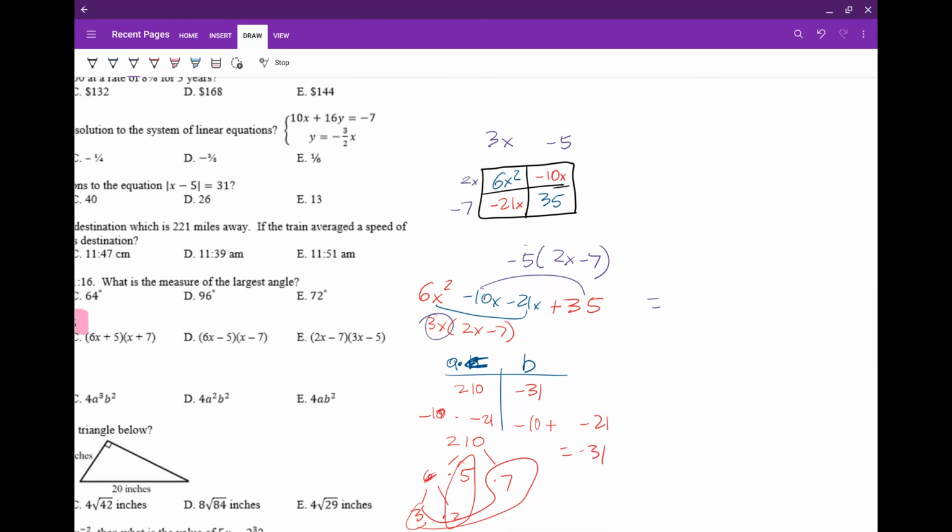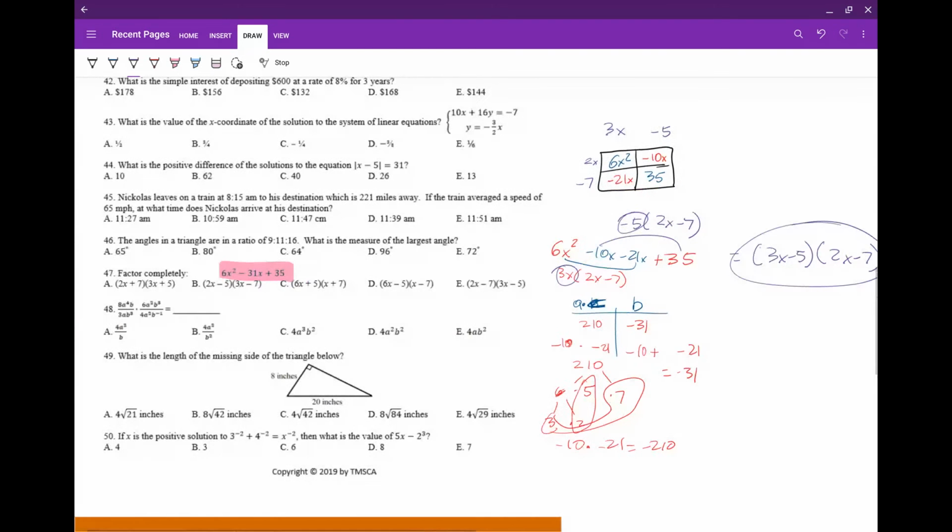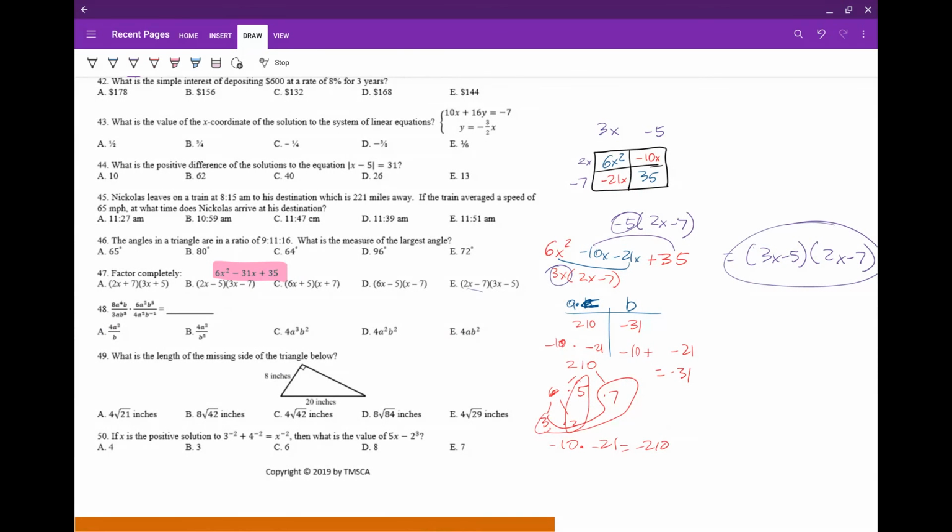We have 3x and negative 5, using the distributive property, you can group those together. So you have 3x minus 5 times 2x minus 7 as your factors. And that's exactly what it asked us. So we have to make sure we choose the right answer. 2x minus 7, 3x minus 5, that's going to be answer choice E.